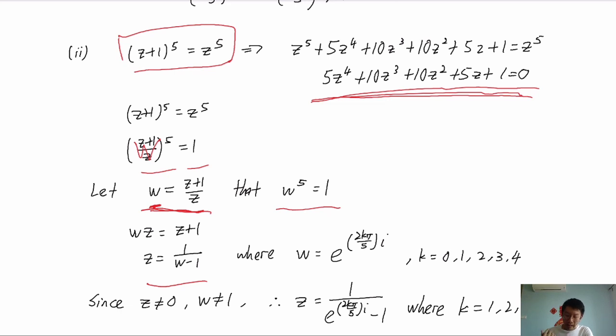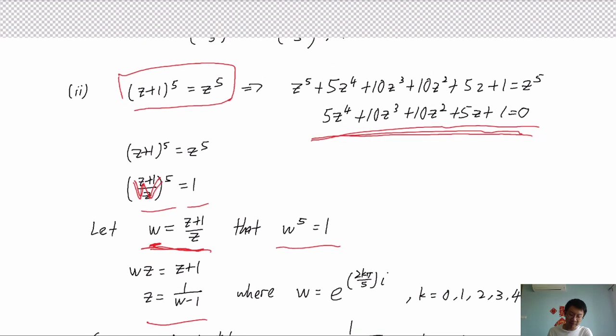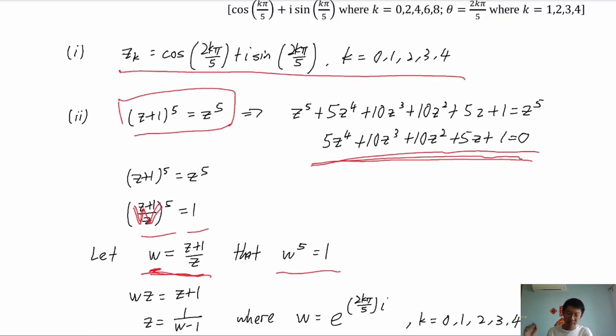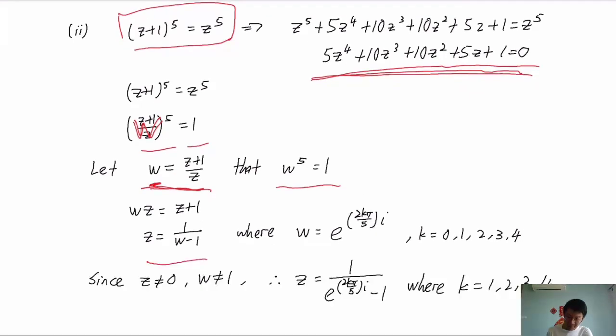So what is the value for this w? Actually, the value of w here is what we have done in the previous part, just that we called it a different name. So basically, the roots come from our part 1. So the roots from part 1 will have this form. The angles or the theta there will be 2kπ over 5, and the value of k is from 0 to 4.